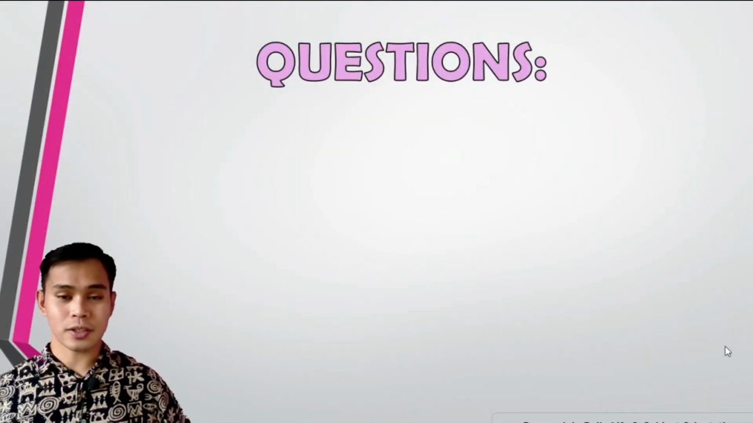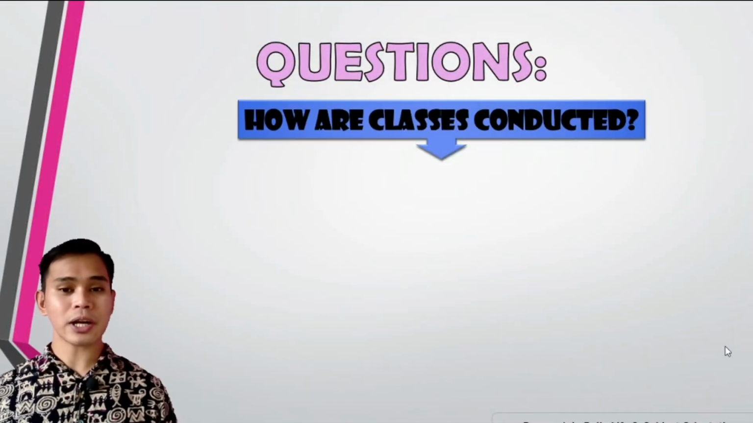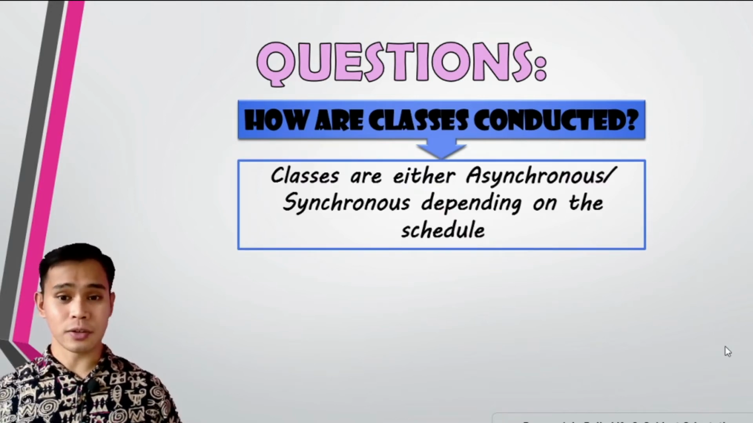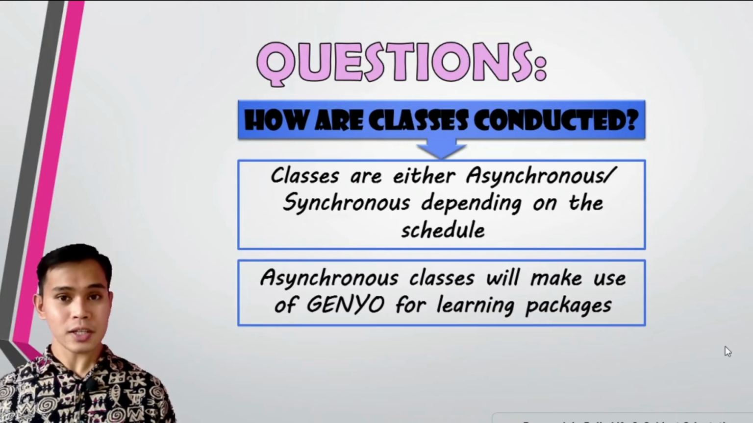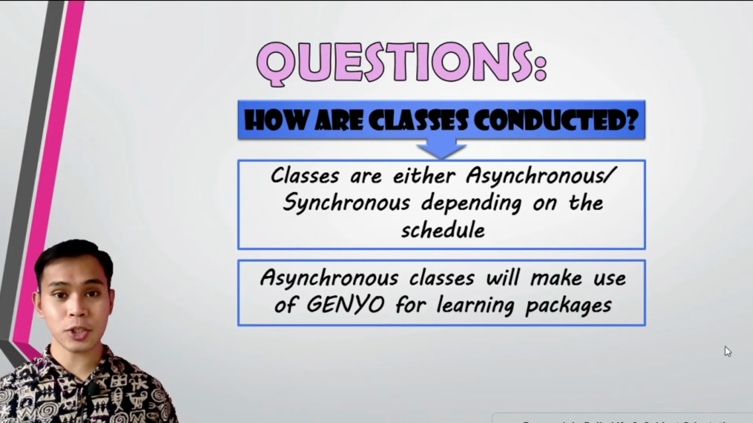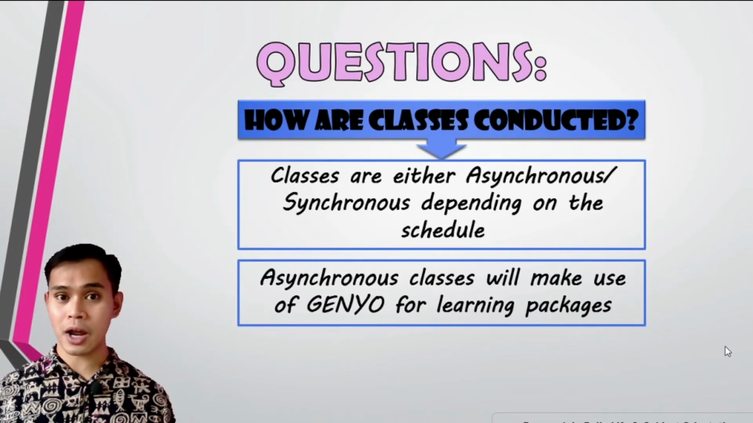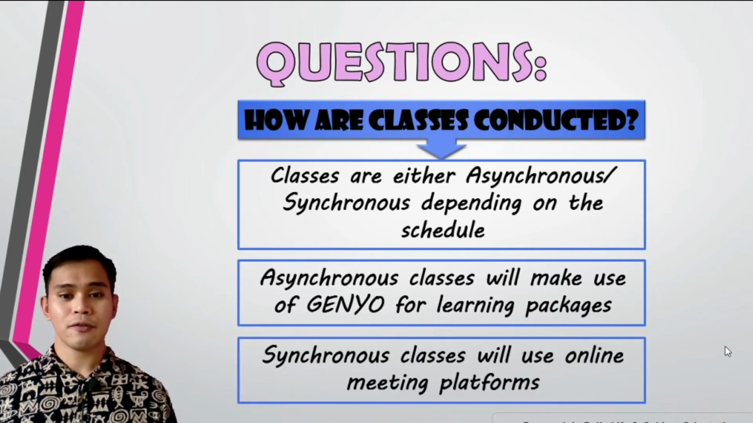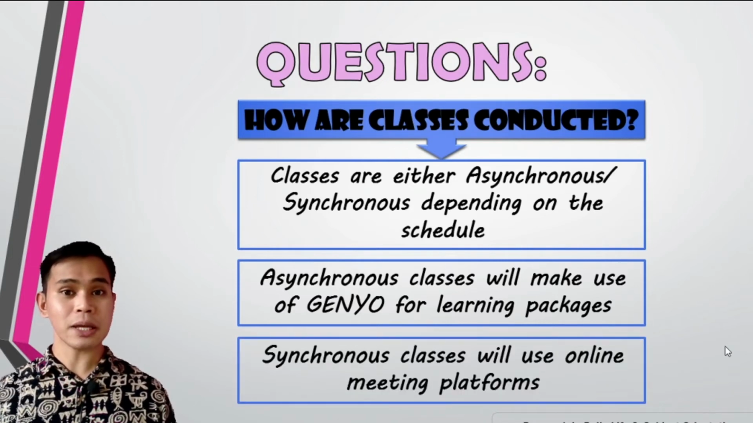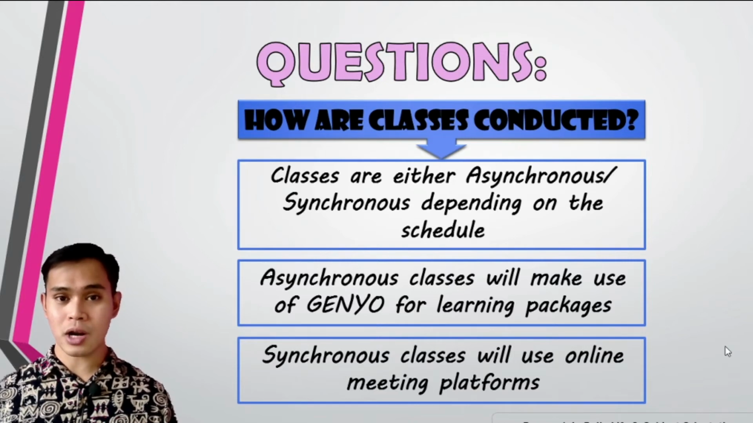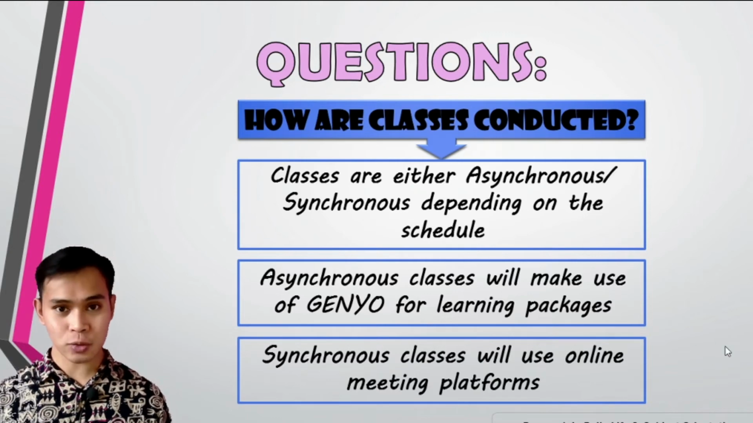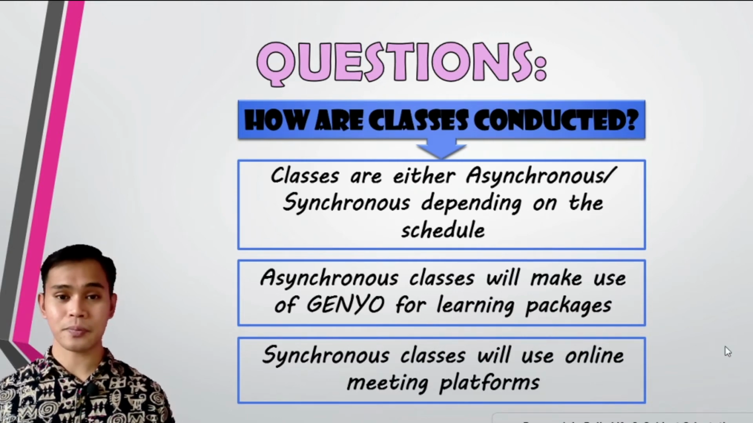And now for the questions. The first question is, how are classes conducted? Now, the classes are either synchronous or asynchronous, depending on the schedule. For asynchronous classes, we will make use of Genio for the learning packages, which will be assigned to you. If you're familiar with the ALOT program, it's similar to that particular practice, albeit a bit different. For the synchronous classes, we will use online meeting platforms such as Zoom or Google Meets. That way, we'd be able to have an actual discussion in real time.